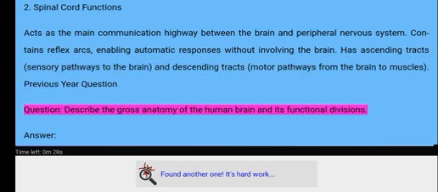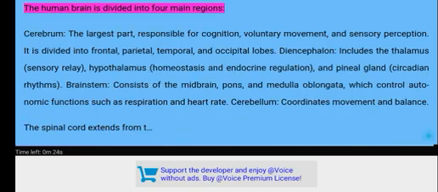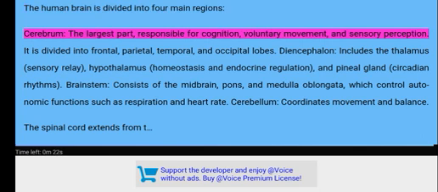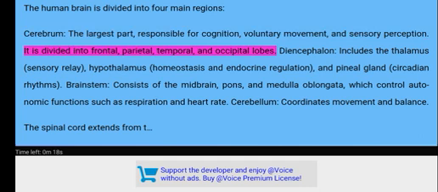Previous year question. Question. Describe the gross anatomy of the human brain and its functional divisions. Answer. The human brain is divided into 4 main regions. Cerebrum, the largest part, responsible for cognition, voluntary movement, and sensory perception. It is divided into frontal, parietal, temporal, and occipital lobes.